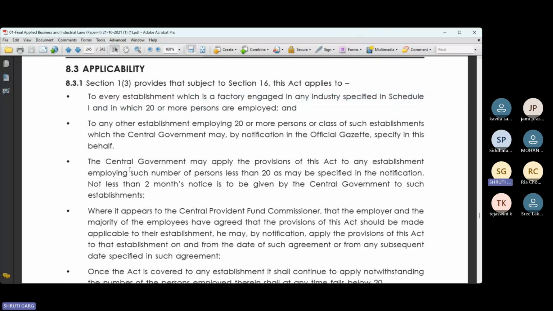Now third term, what says third term? Central government may apply the provisions of this act to any establishment. Central government has a discretionary power. It may apply or not, but if it applies, it may apply even if the persons are less than 20, as may be specified in the notification, but it will give 2 month notice to such establishment. Yes, central government will give notice for the applicability.